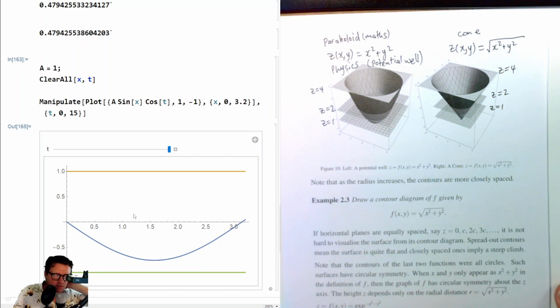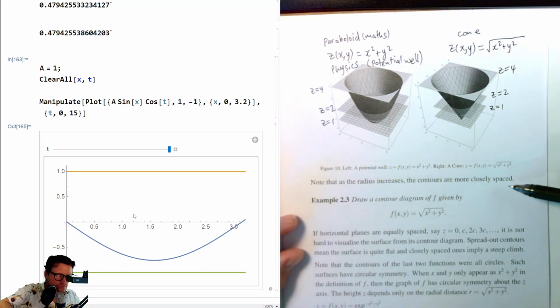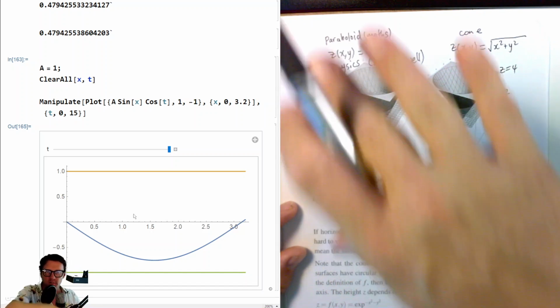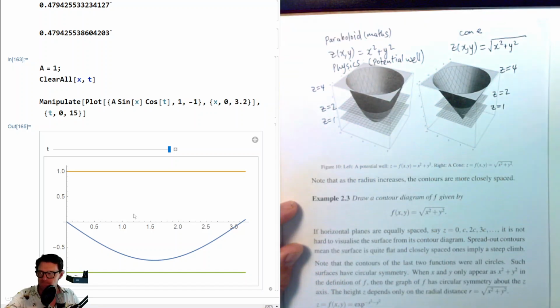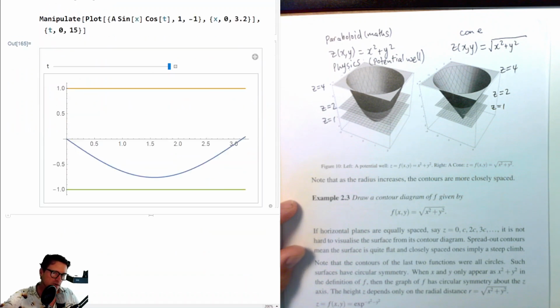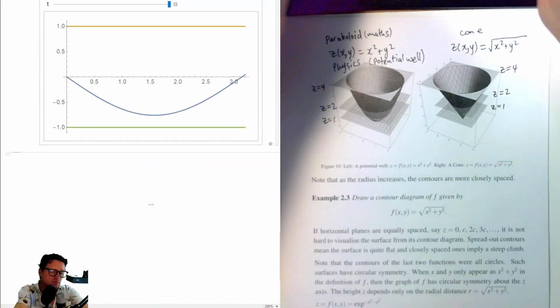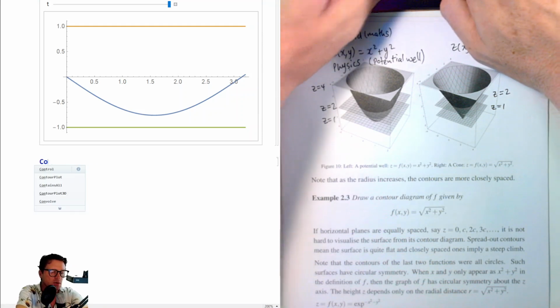All right, so as the radius increases, the contours are more closely spaced. Okay, now part of me wants to show you here on the computer. In fact, why don't I do that? So I'll just write contour plot.